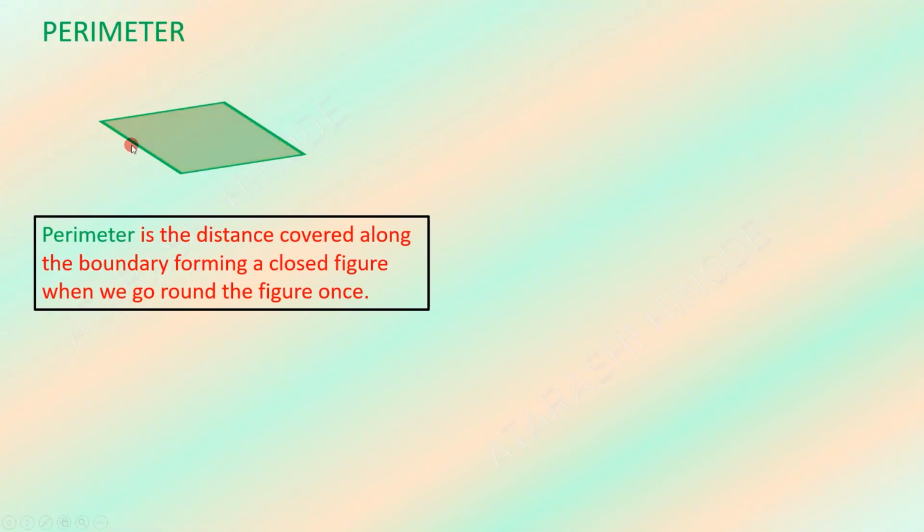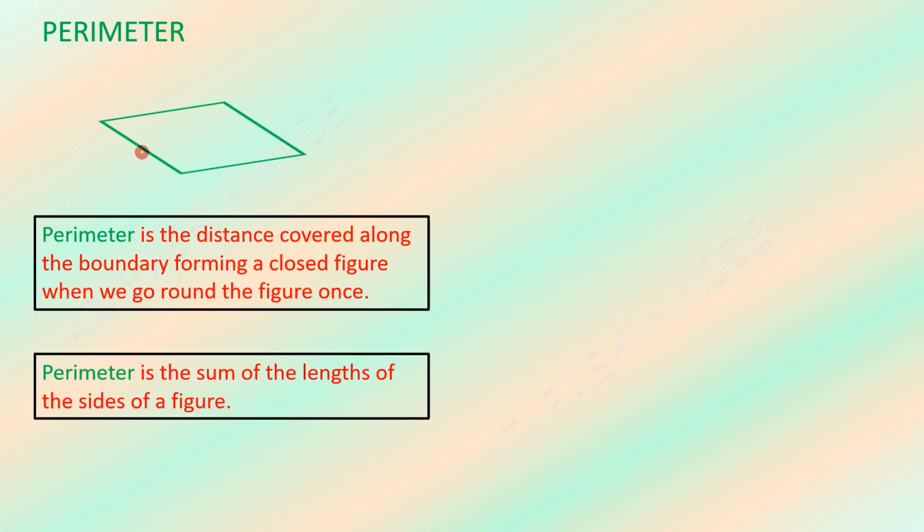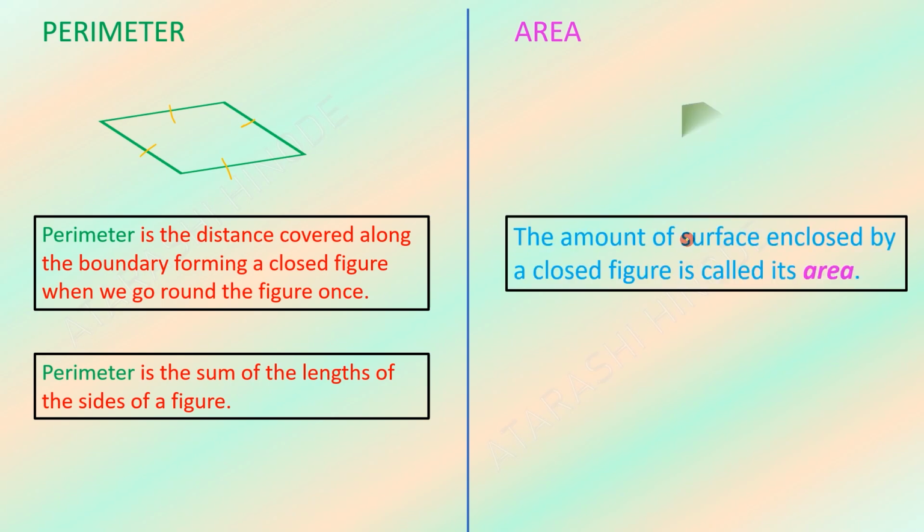We know perimeter is the distance covered along the boundary forming a closed figure when we go around the figure once. Or we can say it is the sum of the lengths of the sides of a figure. And area is the amount of surface enclosed by a closed figure.